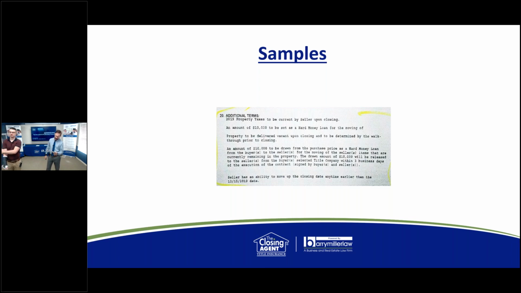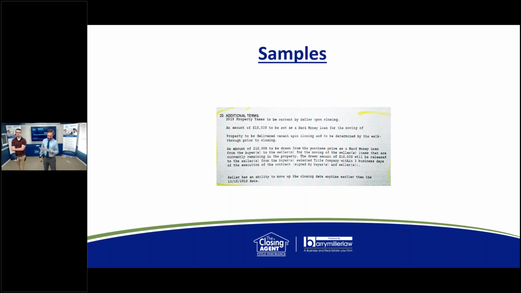Then it says an amount of $10,000 to be set as a hard money loan for the moving of property, to be delivered vacant upon closing and to be determined by the walkthrough prior to closing. What this was is one of the parties was giving a loan to the seller to cover moving expenses, but it just isn't written correctly.